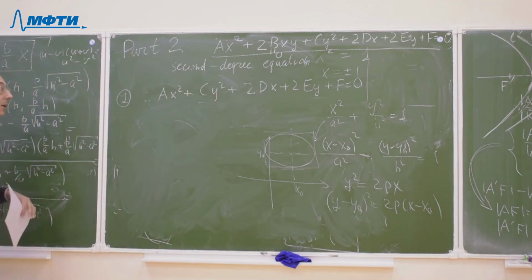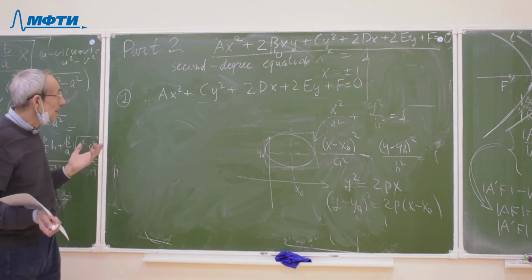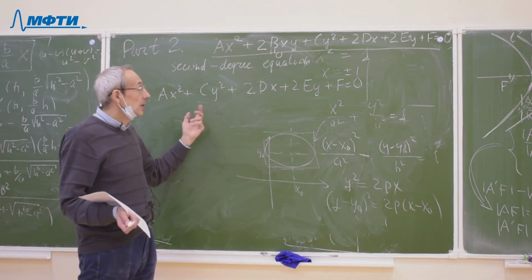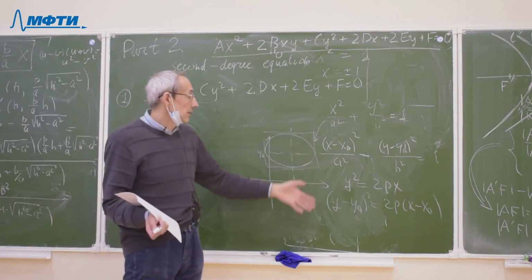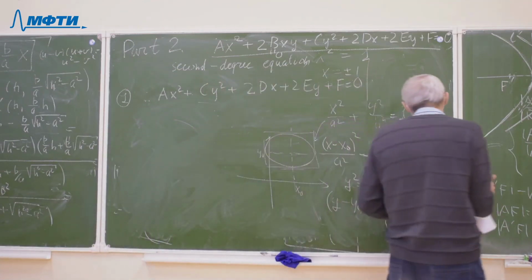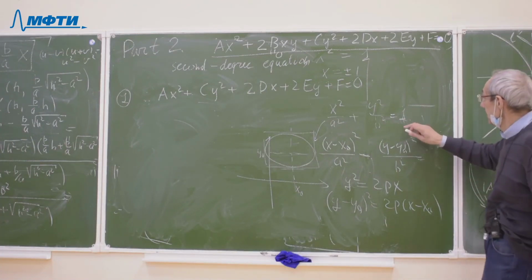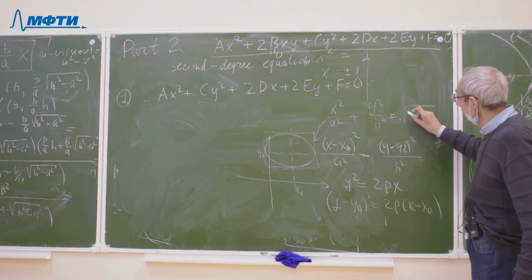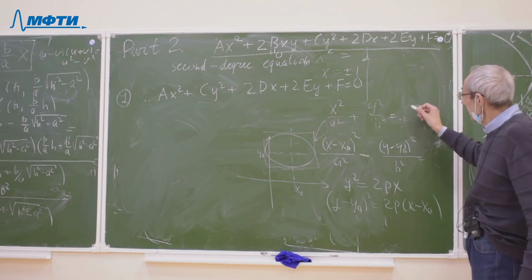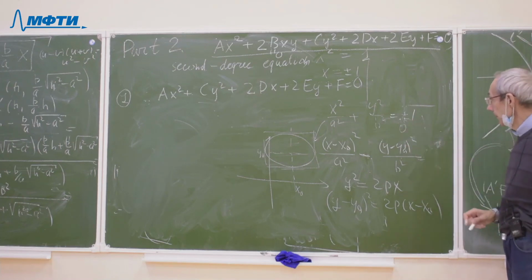And our claim is to prove that an equation in this form can be reduced to one of these forms. More generally, in this case we obtain some values on the right-hand side, maybe plus 1, minus 1, or 0.